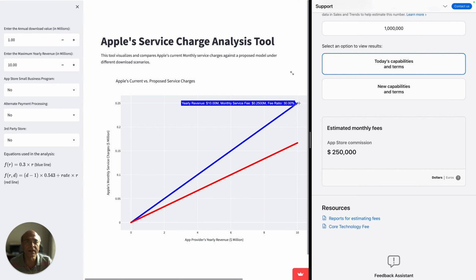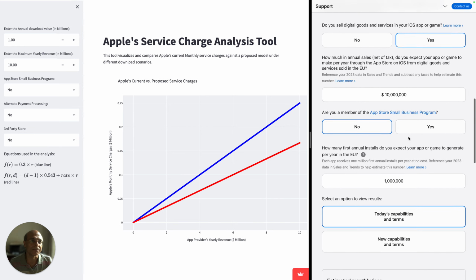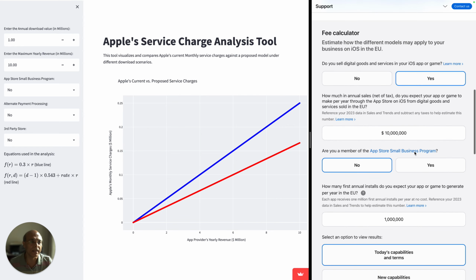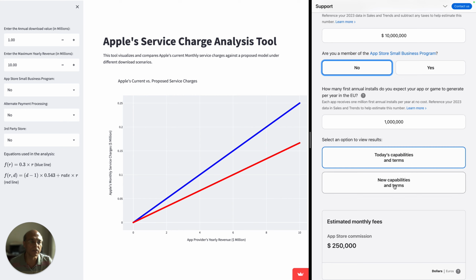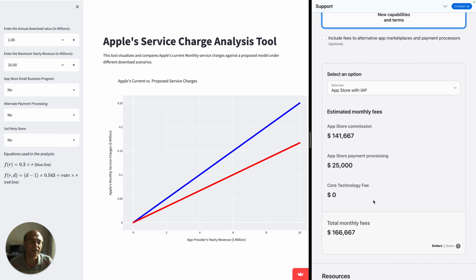That is $0.250 million, and the revenue is 10 million. The estimated ratio is 30%, so this is the line. Now let's choose something else. Let's make this new terms and capability. When I say new terms and capability, I choose App Store with IAP, and let's see what the value is.